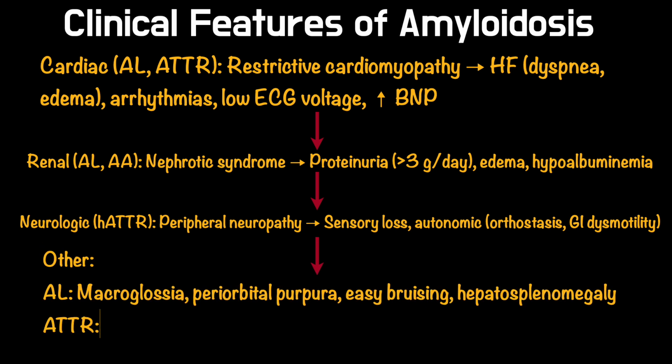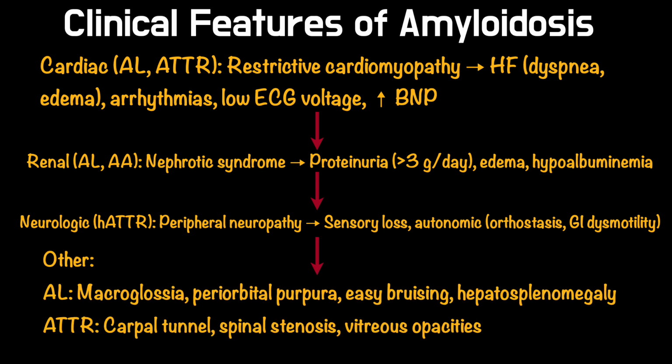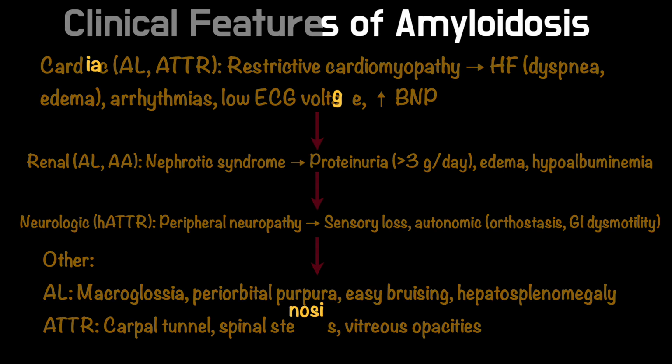The other manifestations: in AL, you can see macroglossia, that is enlargement of the tongue, periorbital purpura, easy bruising, and hepatosplenomegaly obviously, and in ATTR, carpal tunnel syndrome, spinal stenosis, and vitreous opacities, right? So these are the clinical symptoms or features that you can see.